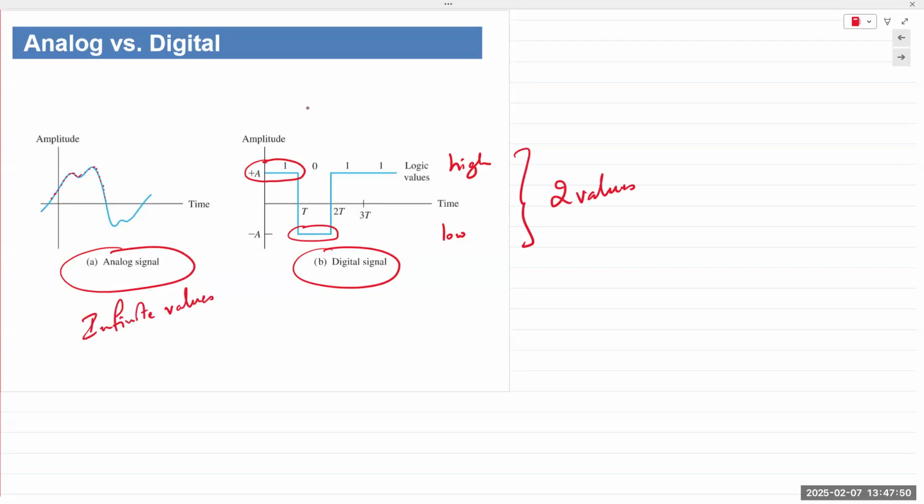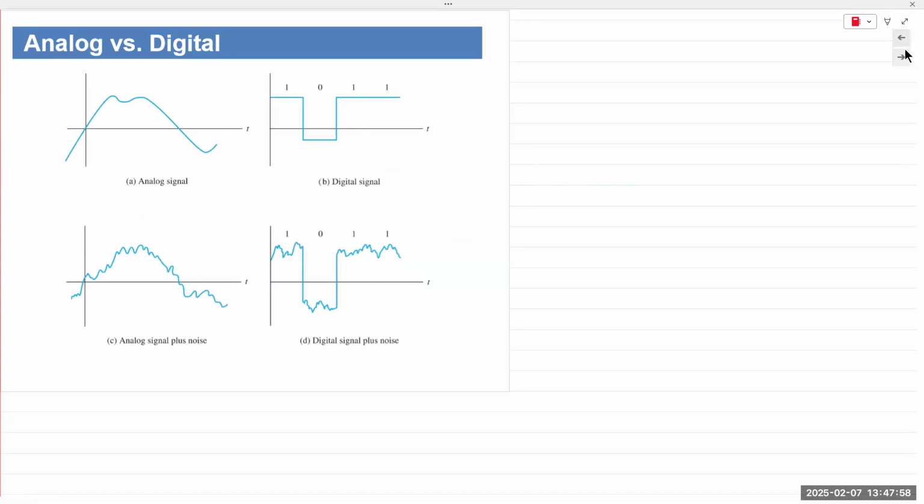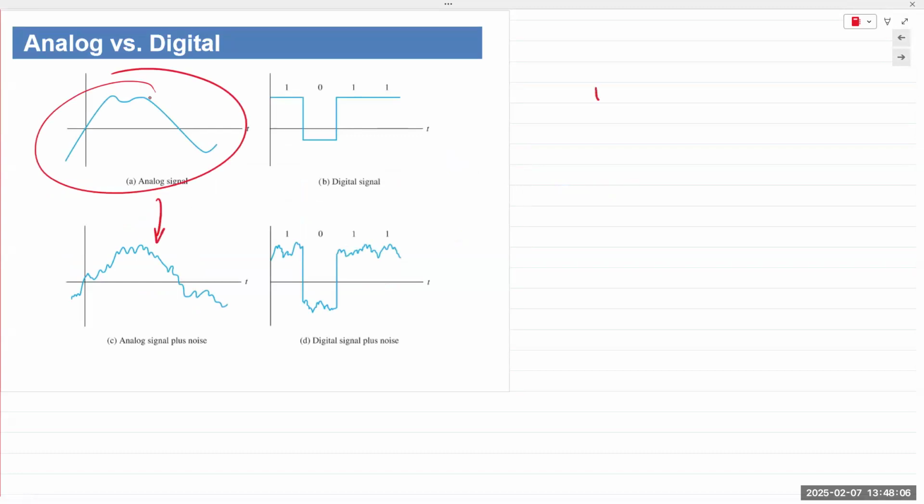One of the advantages of a digital signal versus analog is that it has better noise rejection capability. So if this is an analog signal, any unwanted signal that comes up is considered noise.